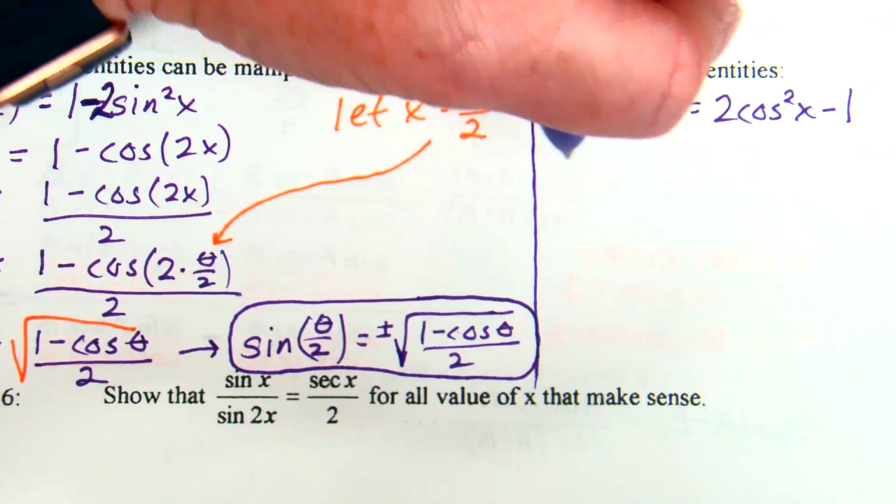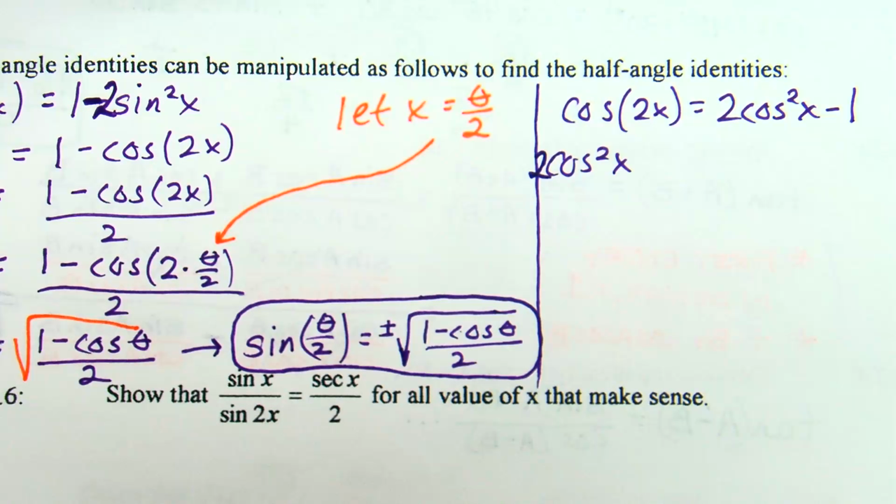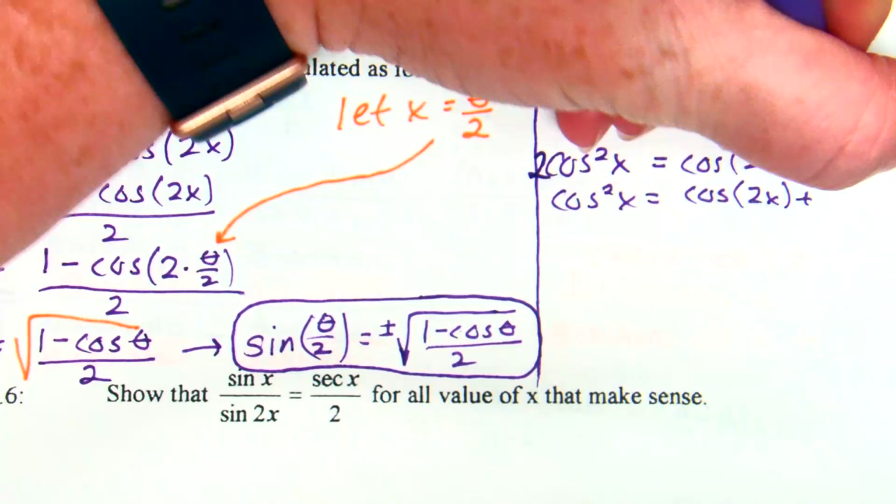Dang it, you knew what I left off. 2 cosine squared x equals cosine 2x plus 1. How do I get cosine squared x by itself? Now we'll divide that 2 away. So cosine squared x is cosine of 2x plus 1, all divided by 2.